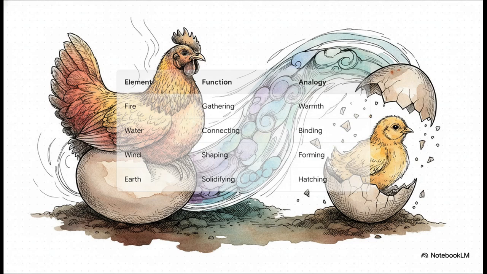Then comes wind, which is the property of initial shaping and forming. Just like wind rustles trees to bring forth fruit, inside the egg, this is the stage where that connected matter actually begins to take the shape of a chick.